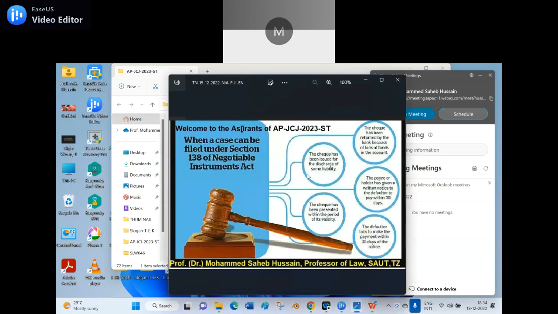Can anyone unmute and read what I posted on the screen? Participants, I said anyone can unmute and read what I posted on the screen.